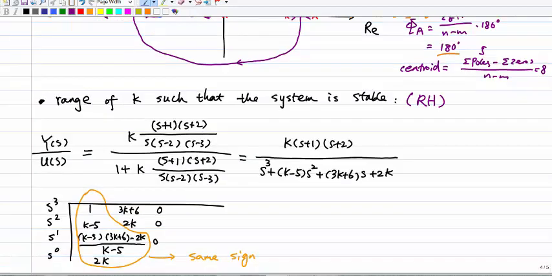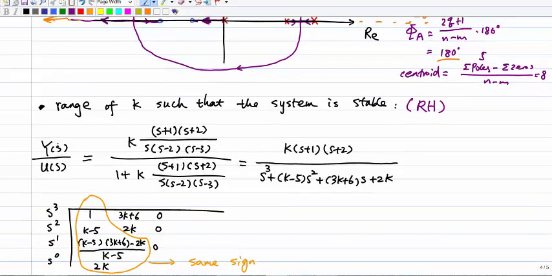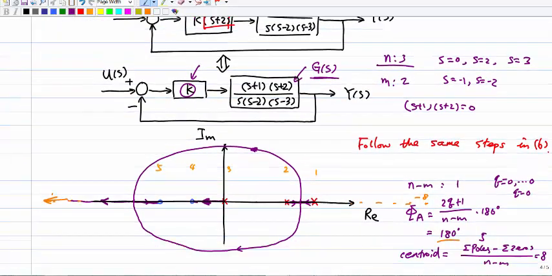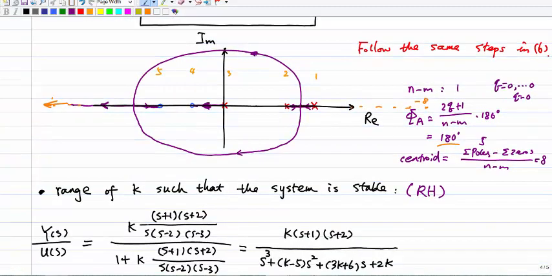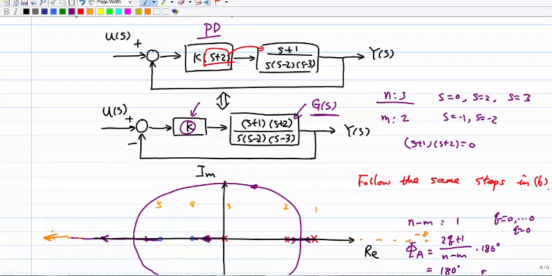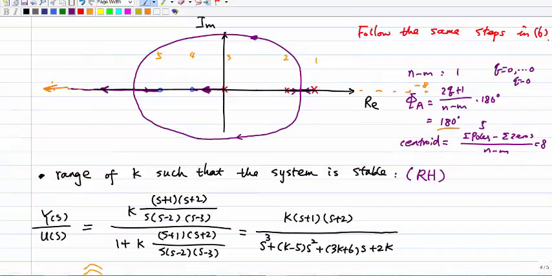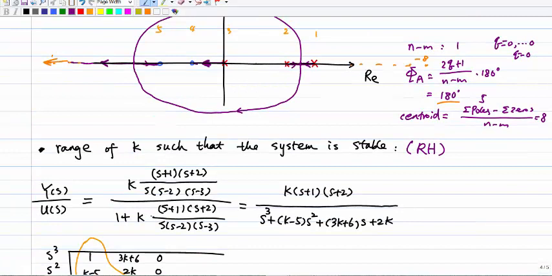To do that, we first compute the closed loop transfer function, which is Y(s) divided by U(s). We have a cascade and a feedback loop. Cascade means these two together is just k times this whole thing, and then the unit negative feedback, which is given by dividing by 1 plus this unit negative feedback. So this cascade with unit negative feedback is the transfer function.